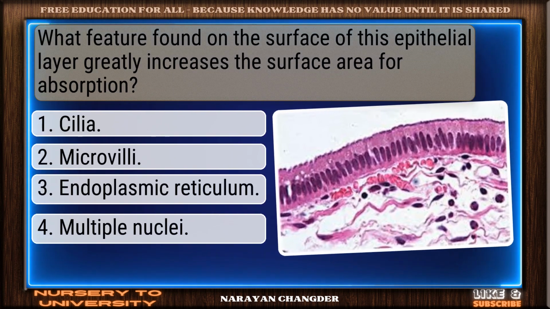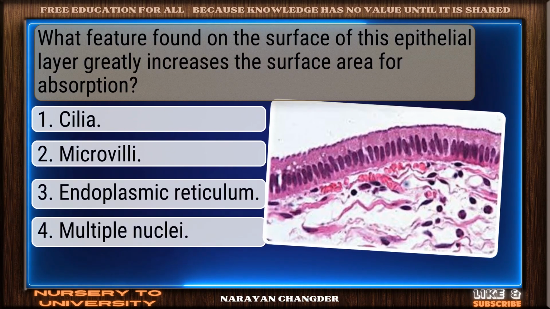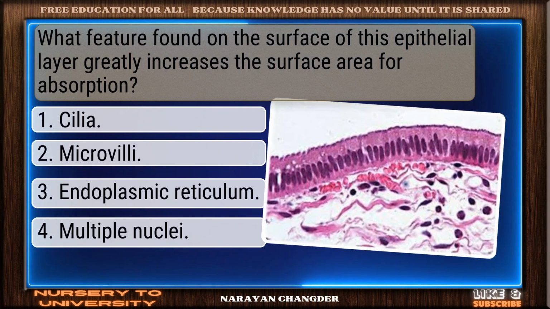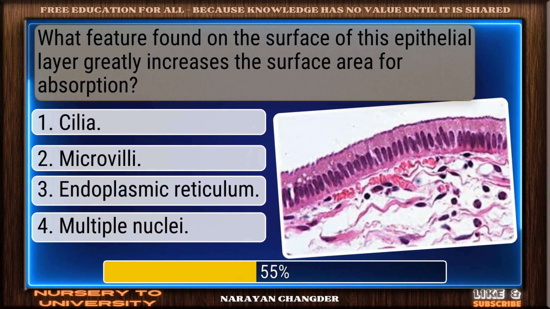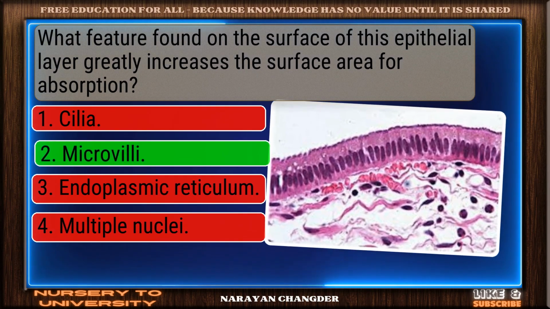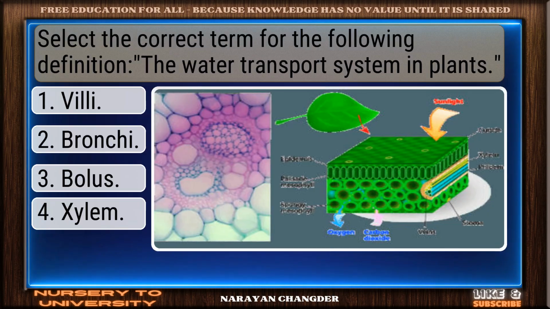Question number 4. What feature found on the surface of this epithelial layer greatly increases the surface area for absorption? Strong choice. Microvilli is the right answer.